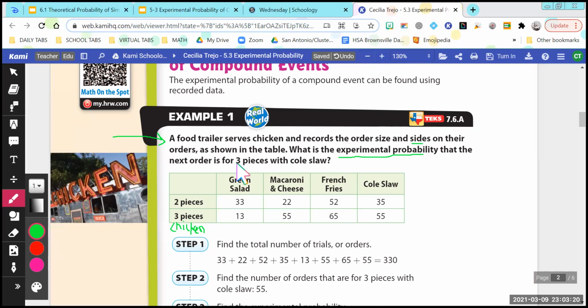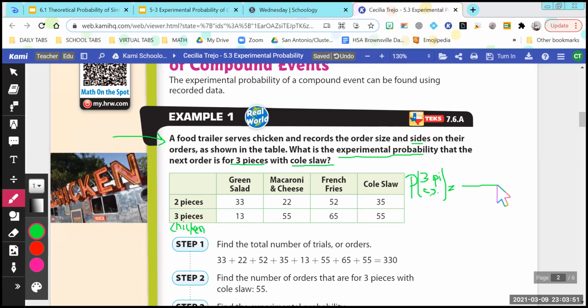So we are trying to find the experimental probability that the next person that comes up to my food truck is going to order three pieces of chicken with coleslaw, okay? So when we were discussing regular probability, here I'm going to put probability. I'm going to abbreviate pieces as PI and coleslaw as CS, just because I don't have my pen mechanism, so it looks really bad, but you guys know what that is. So that is three pieces, coleslaw, right?